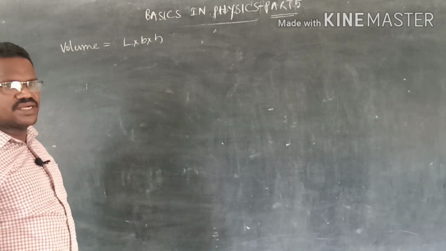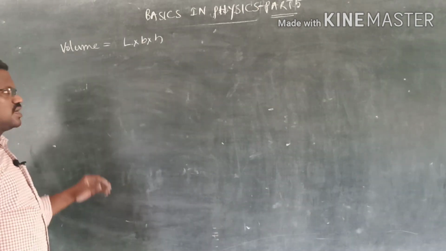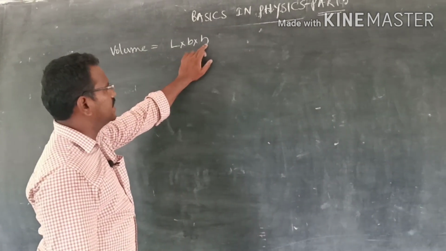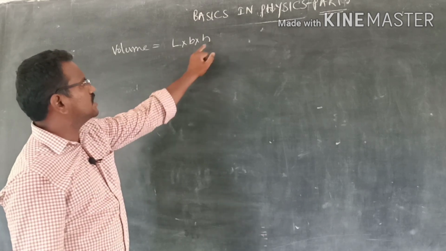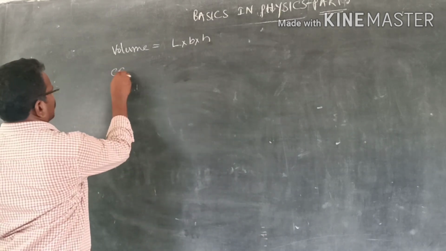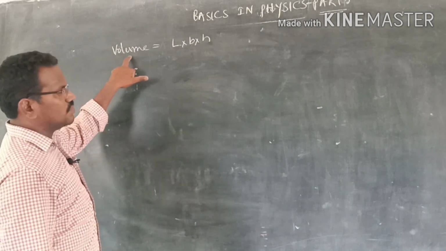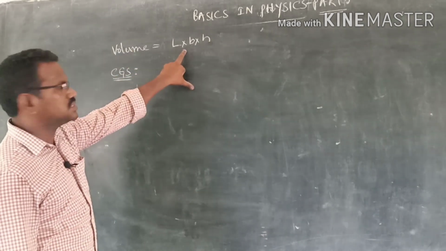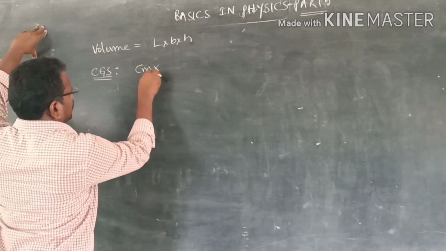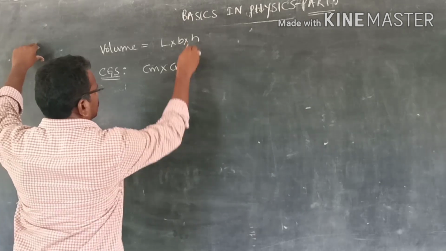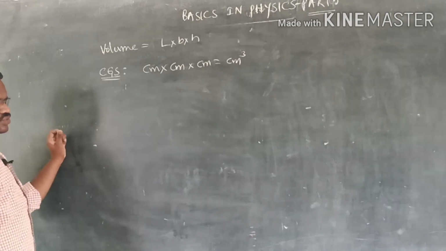The next derived quantity we know is volume. Volume is a product of length into breadth into height. Here only one fundamental quantity is there, that is length, whether it is length, breadth or height. Now I am going to write the CGS unit of volume. Volume is a derived quantity that depends on the fundamental quantities. In the CGS system the unit of length is centimeter, for breadth also centimeter, for height also centimeter. It can be represented as centimeter cube.